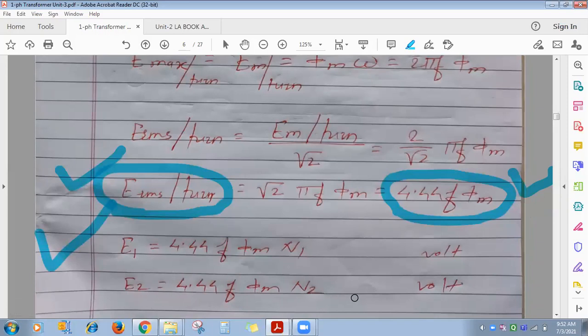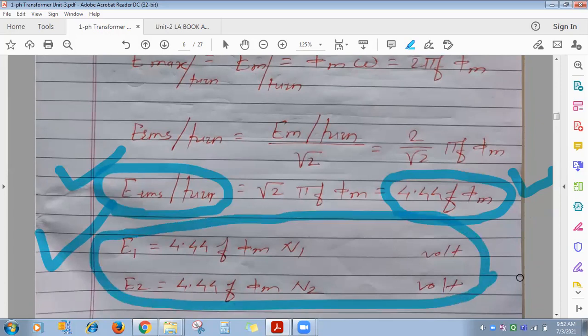Got it? Any difficulty? Derivation? No one will ask you derivation in MCQ. Only keep these things in your mind, because an MCQ type pattern is there. Based on these equations, theory questions and numericals will be asked. So E1 is equal to 4.44 f phi m N1 and E2 is 4.44 f phi m N2.